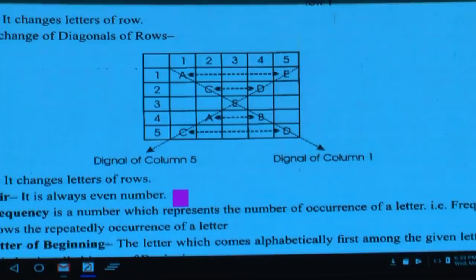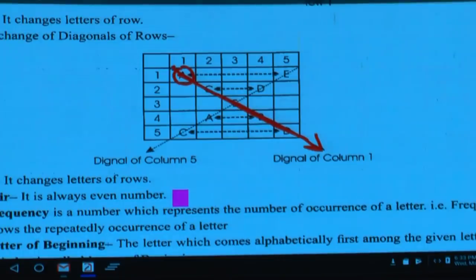Then coming to this one, exchange of diagonals. Now exchange of diagonals, what is the diagonal here? Again we are starting from here, isn't it? And you are starting from here, and now we are starting with row 1 and we are moving along with this one. Hence which will get interchanged here, and columns will get interchanged altogether. Hence this is what we call diagonal of column 1.